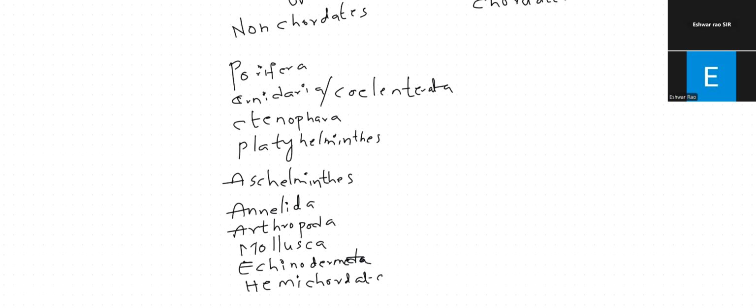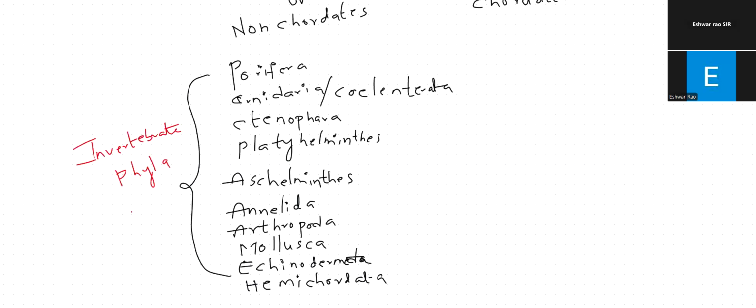These all come under invertebrate phyla, or non-chordates. Yes, the sequence is important, right? So these are non-chordates. When you come to chordates, here, these are chordates.